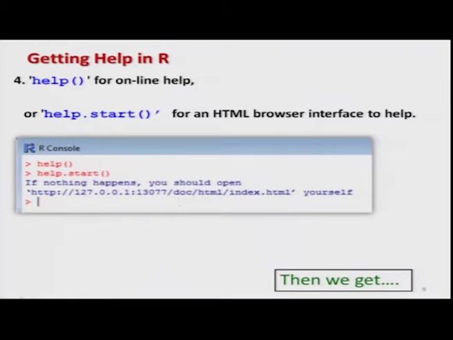Another way is that I can type here something like help and these two brackets, or another approach is that I can write down here help.start and inside this bracket, and this will bring us to the website of the R software. Let us try to do it here. So suppose I try to type here help.start.